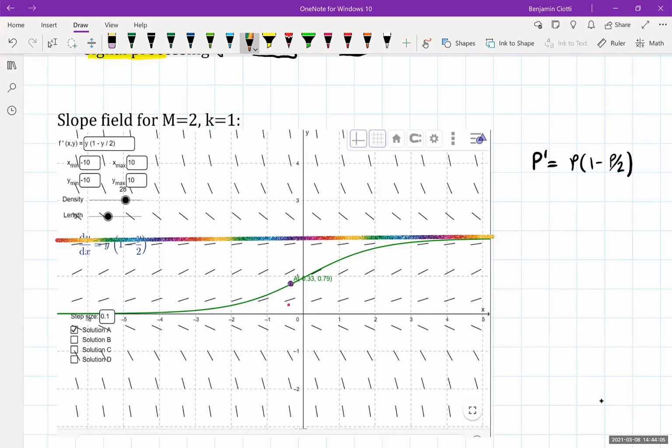If you start anywhere between 0 and 2, all the solutions have this same shape, right? They'll all approach 0 asymptotically in negative infinite time and approach the carrying capacity as time goes to positive infinity.